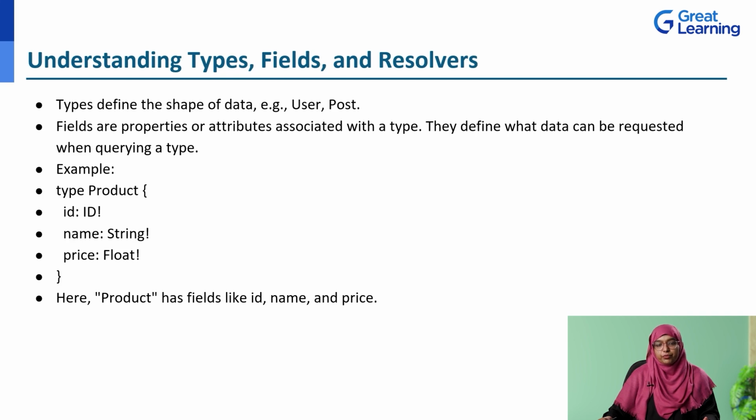Your types define the shape of your data. Your fields are the properties, the key value pairs, you can say, the properties or attributes associated with your type, and they define what data can be requested when you're querying a type. Here in the example, you have type product. Product has fields ID, name, and price. You have your ID and your name, which is string data type, and then you have your price, which is of float data type. So fields are attributes or properties associated with your type.